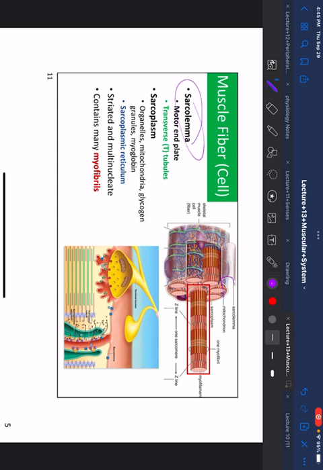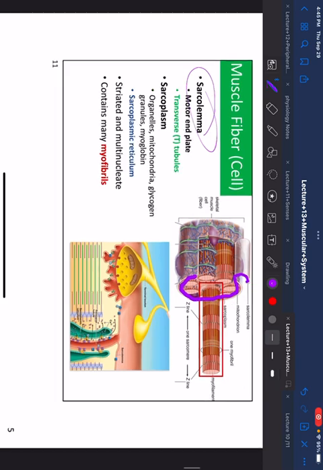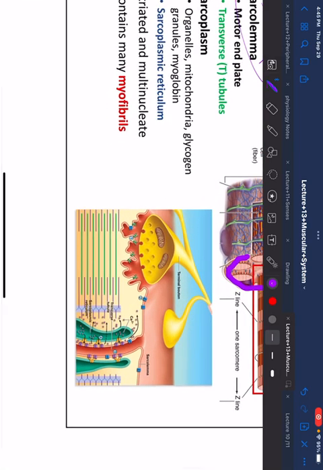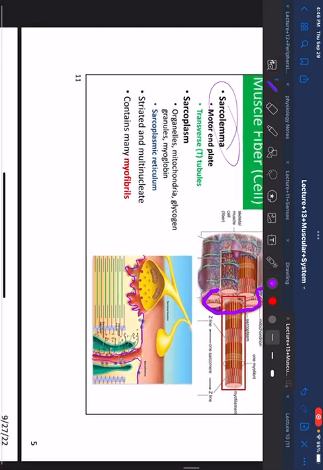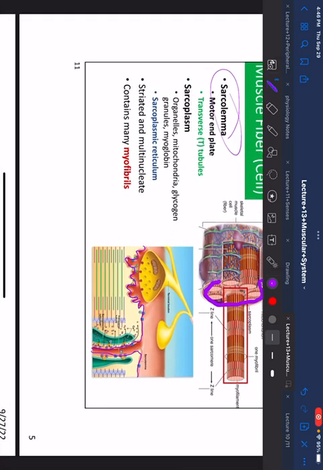So this would also be the sarcolemma, or the plasma membrane of the muscle fiber. So sarcolemma is a general term. There's two more specific terms that describe specific regions of the sarcolemma, or specific regions of the plasma membrane. First is the motor end plate.